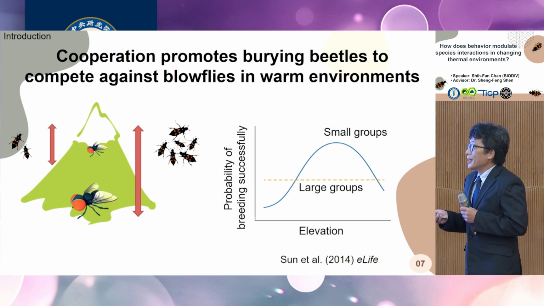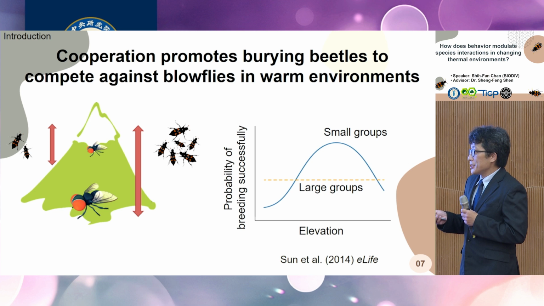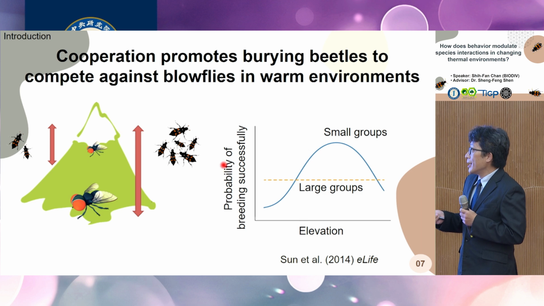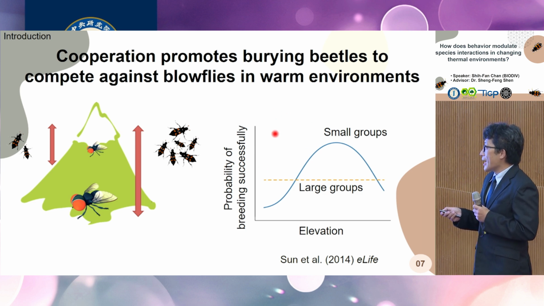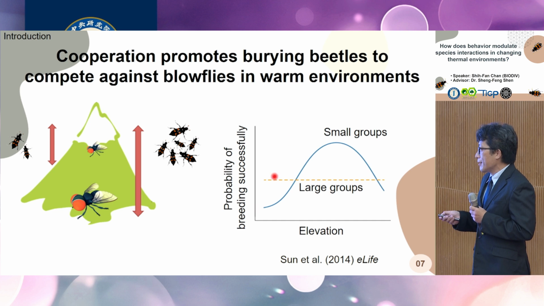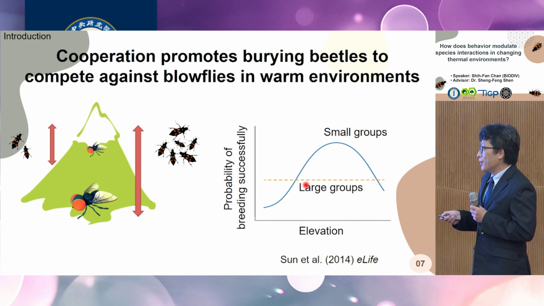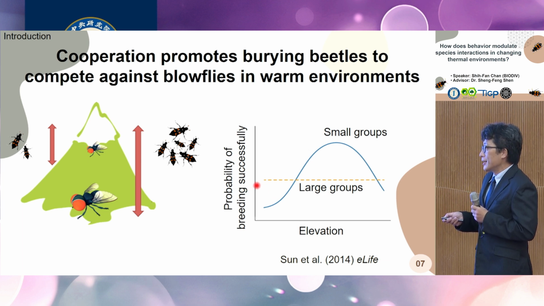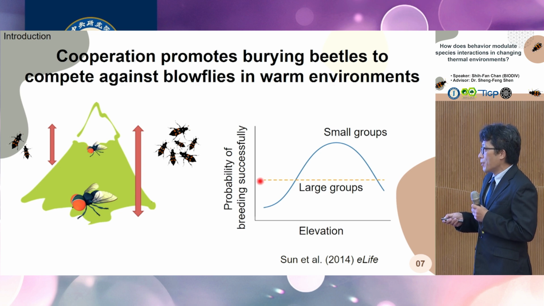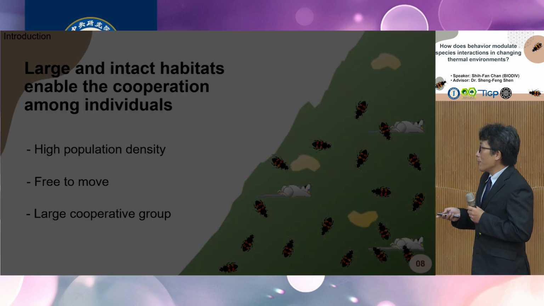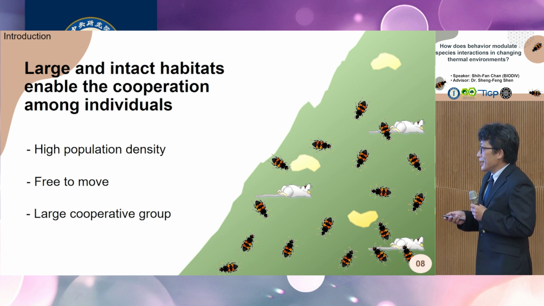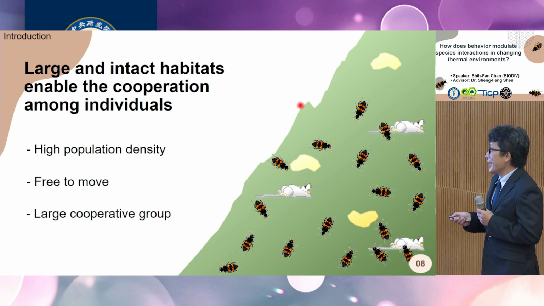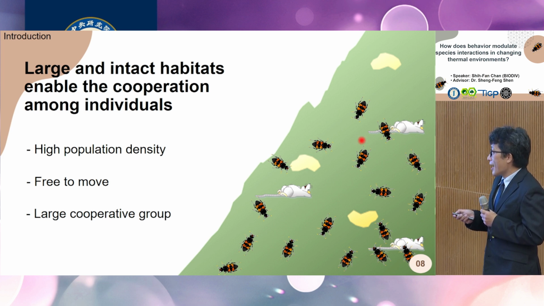Another feature of the burrowing beetles is that they breed cooperatively. One of our previous studies has shown that the burrowing beetles can overcome the competition from blowflies at lower elevation, where the temperature is warmer and the competition from blowflies is more intense. What we can easily imagine is that in an intact forest, the population density of beetles is relatively high, and then they can freely move around the entire habitat.